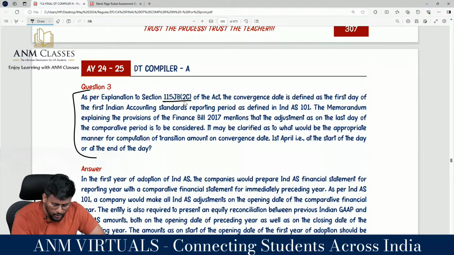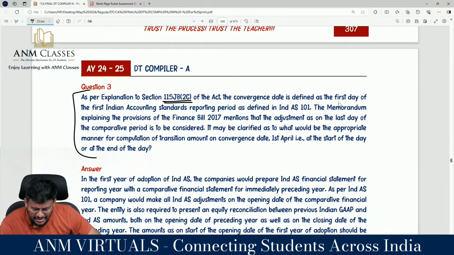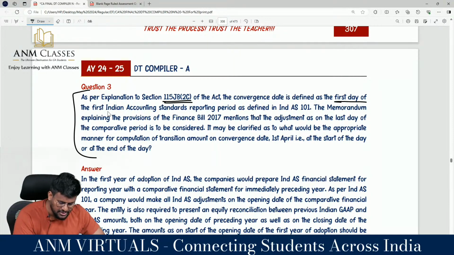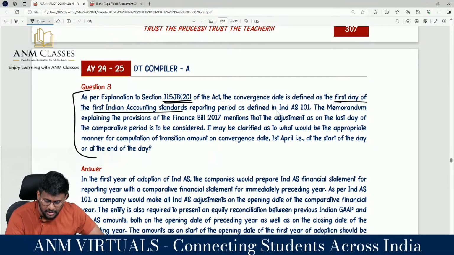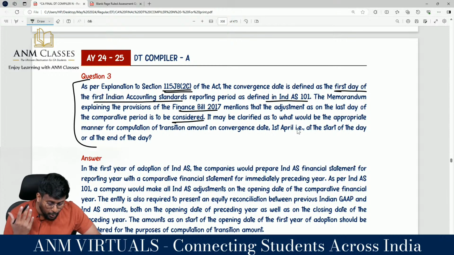As per Explanation 1 to Section 115JB subsection 2C of the Act, convergence date is defined as the first day of the first Indian accounting standard reporting period as defined in Ind AS 101. The memorandum explaining the provisions of Finance Bill 2017 mentioned that adjustment as on the last day of the comparative period is to be considered. It may be clarified as to what would be the appropriate manner of computation of transition amount on convergence date, that is 1st April, at the start of the day or the end of the day.